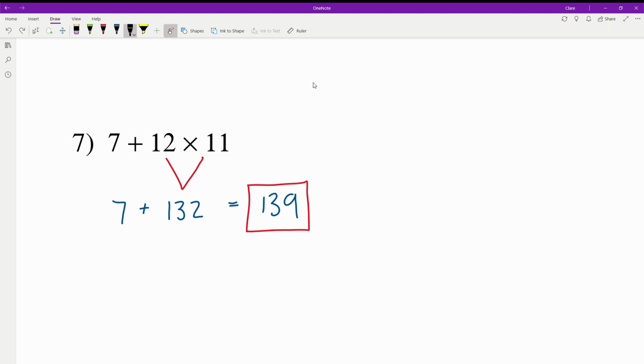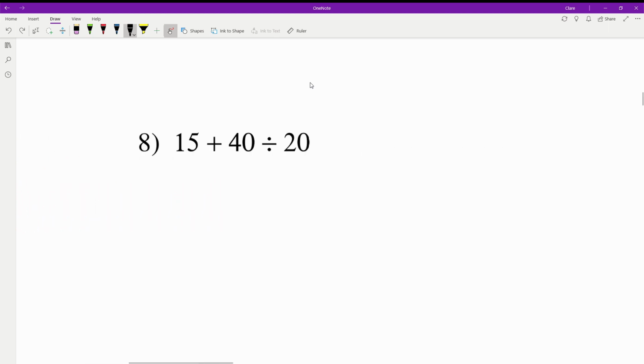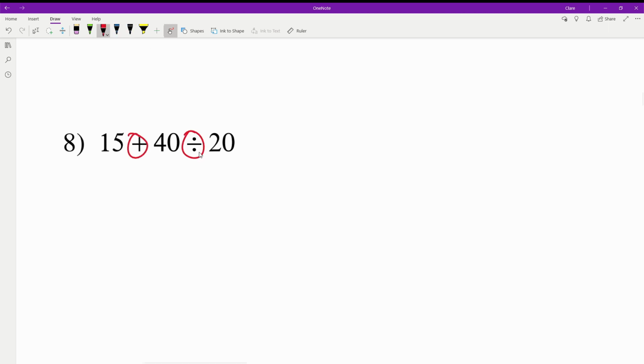Now let's move on to number 8. In number 8, we have 15 plus 40 divided by 20. Two operations, addition and division. Which one do we do first? Division. So 40 divided by 20. 20 goes into 40 two times. So 40 divided by 20 is 2. And then I'll do 15 plus 2, which equals 17. So 17 is my solution for number 8.